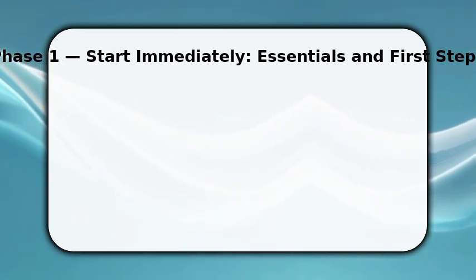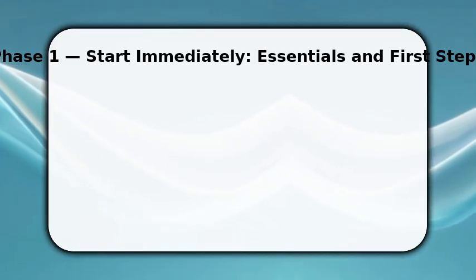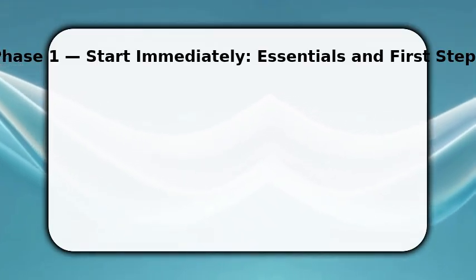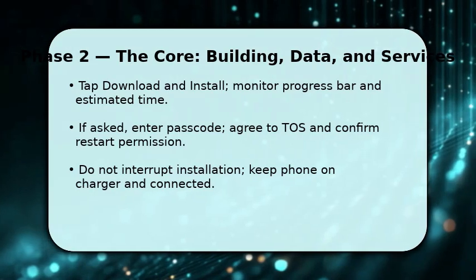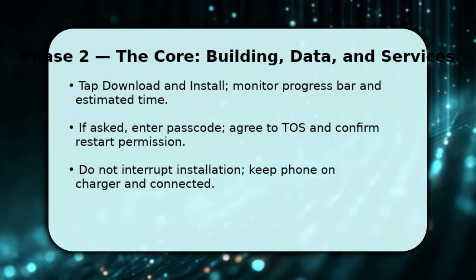Now open Settings, tap General, then Software Update to trigger the beta download. Do this immediately to reserve the update slot. You will now download and install the beta. Here's how and why each step matters.